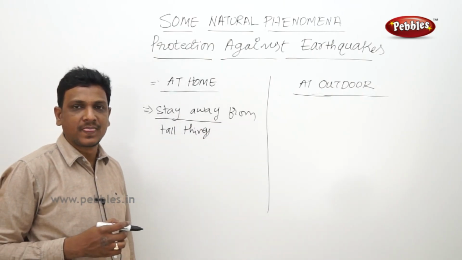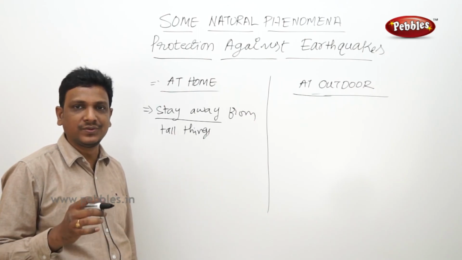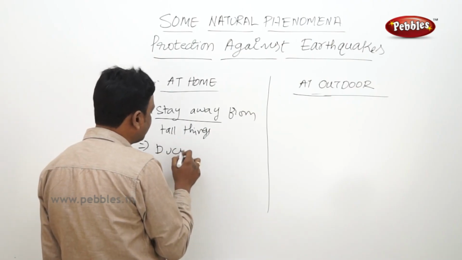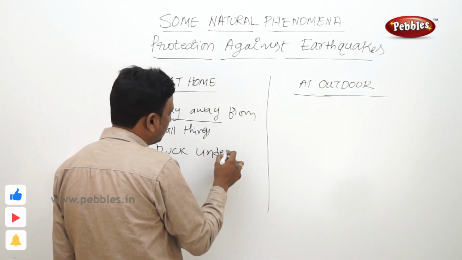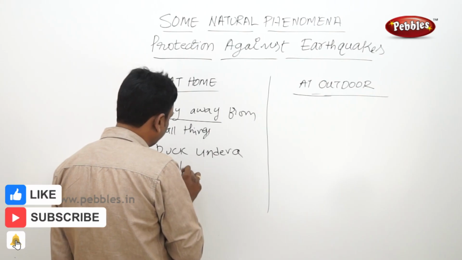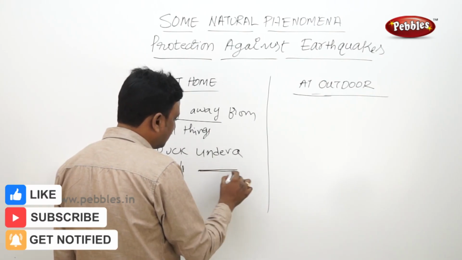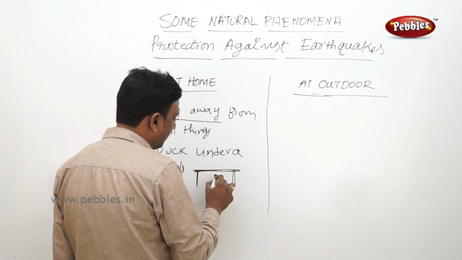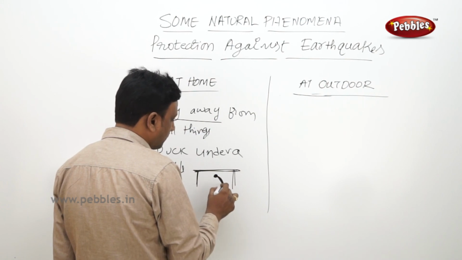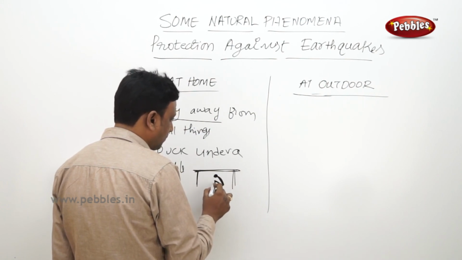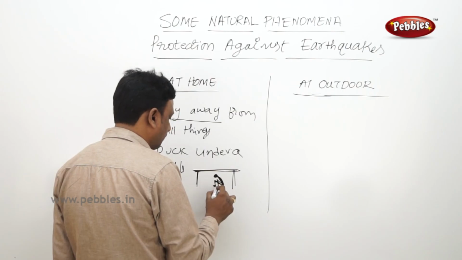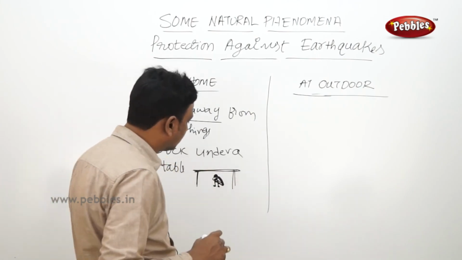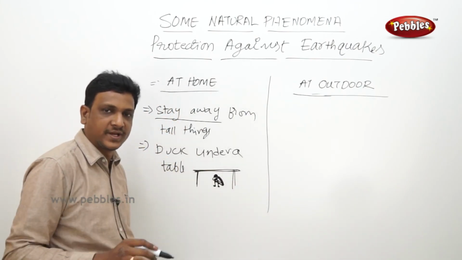Now where to stay? A better place to stay is, you should duck under a table. What is this duck under a table? In the sense, if this is the table, you should sit under the table like this, keeping your head on your knees. So by that you are protected.